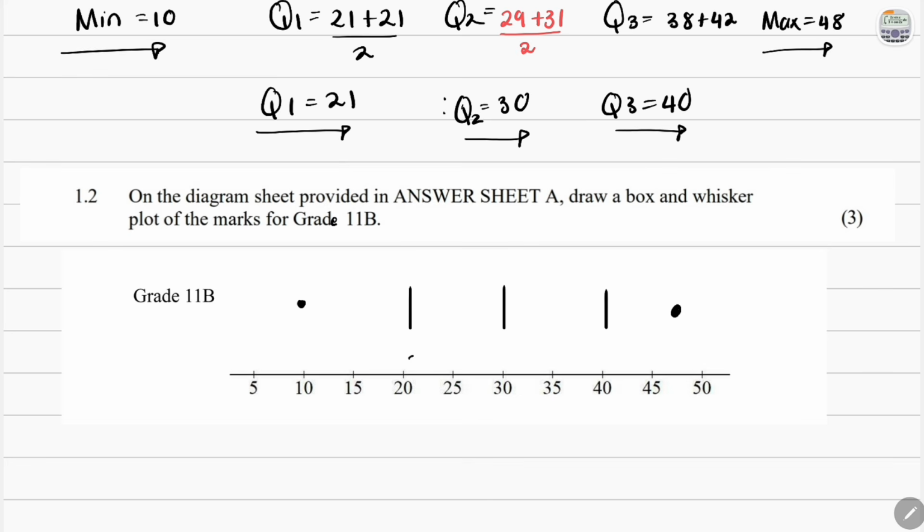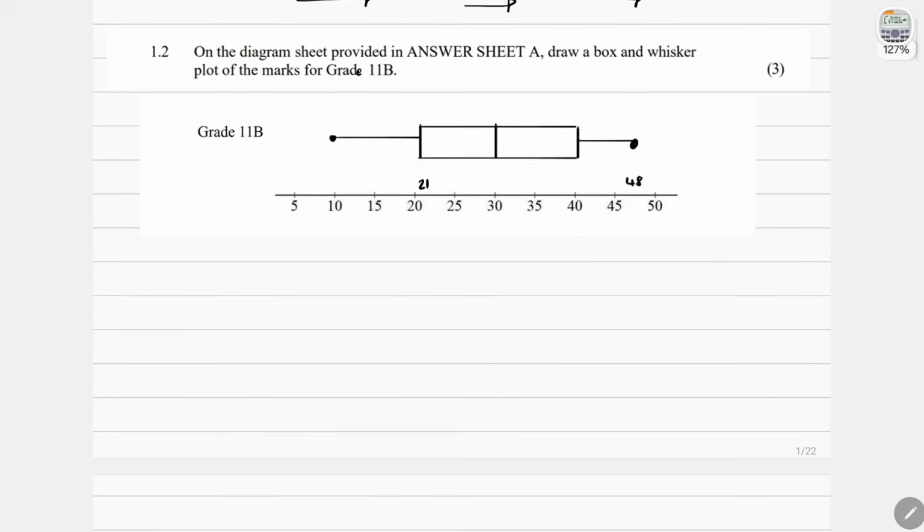So at 21, I'm going to have to just write 21 here because it's not really shown there. And of course, add 48 as well because that's not in our number line. Then just connect your quartiles and then finally connect this box with the quartiles to those dots. Okay, there's our whiskers. And that is our box and whisker diagram, or our box plot.